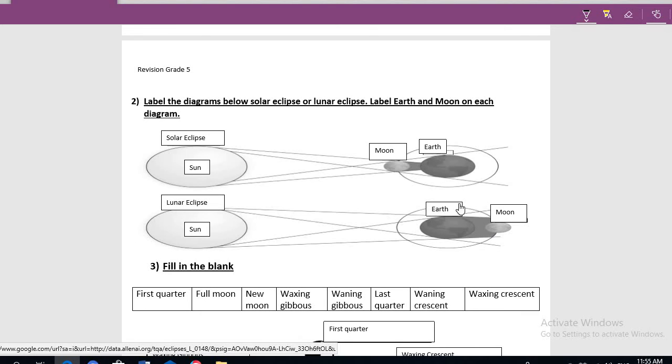This is the sun, here earth and moon. So earth is between sun and moon. This is called a lunar eclipse, while a solar eclipse is when the moon is between sun and earth.